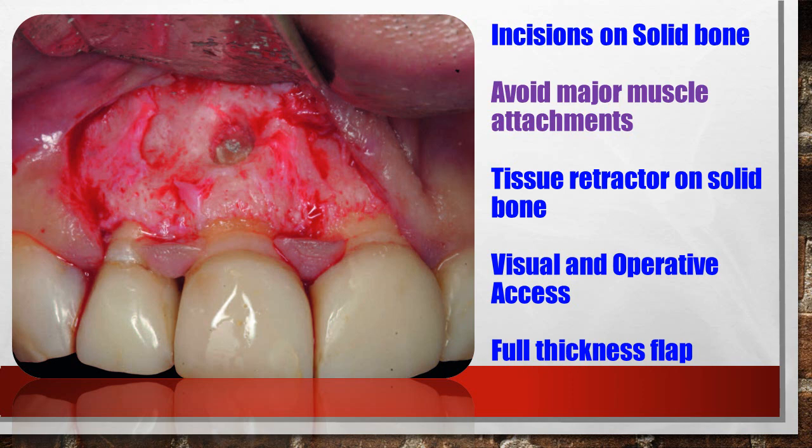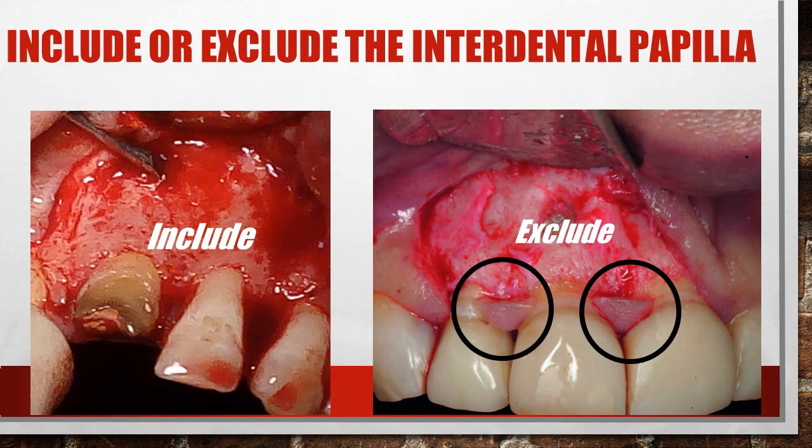So the full thickness flap means you're incising all the way to the bone till you can actually have contact with the bone. That helps for healing. Then you have to decide whether you want to include or exclude the interdental papilla. Both are okay. However, we prefer to include the interdental papilla for cosmetic reasons, because then the entire thing can be reflected back and then sutured. It will have a more natural appearance.